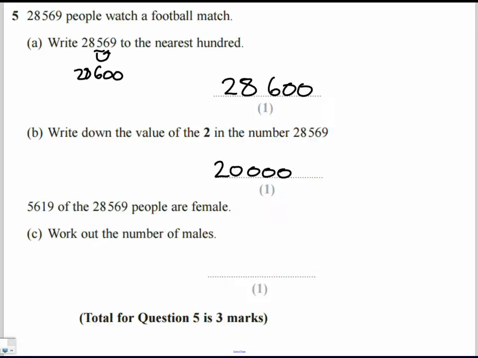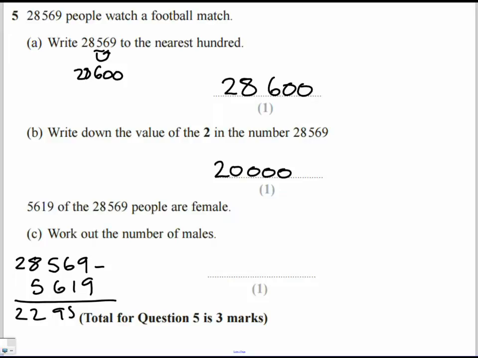Part C. Work out the number of males if 5,619 of the total are female. So show the examiner what we're doing. 28,569 minus 5,619. Do this on your calculator. 22,950. So the correct answer is 22,950, and that's worth a mark.